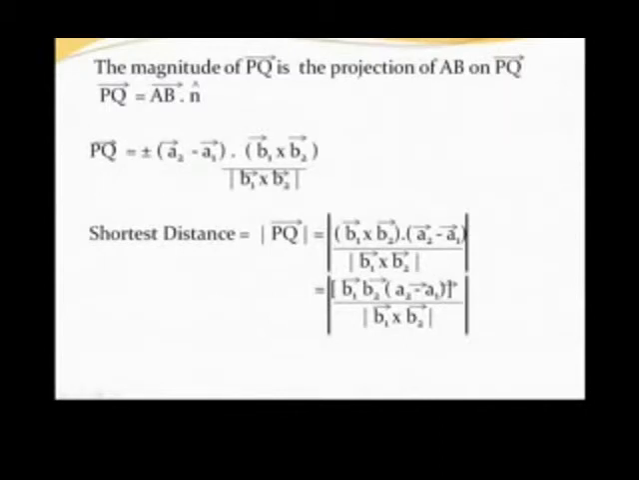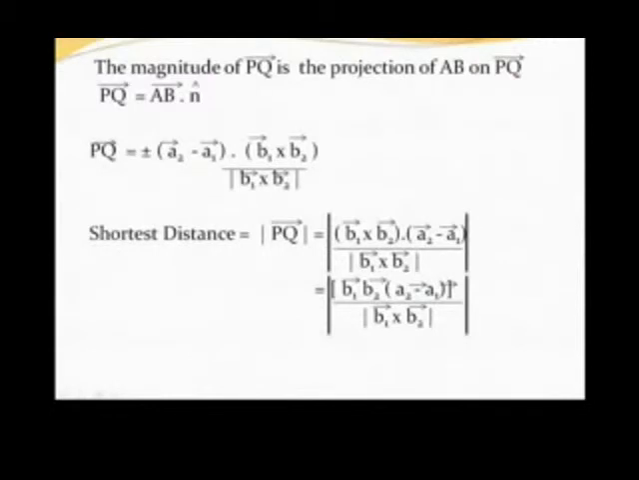Now we know that AB is nothing but a2 vector minus a1 vector, as the position vector of point B is a2 and the position vector of point A is a1. So this would be vector a2 minus vector a1, and n cap is b1 cross b2 divided by modulus of b1 cross b2. Thus the shortest distance becomes the magnitude of the vector PQ, and that is equal to the modulus of b1 cross b2 dot a2 vector minus a1 vector divided by the modulus of b1 cross b2.